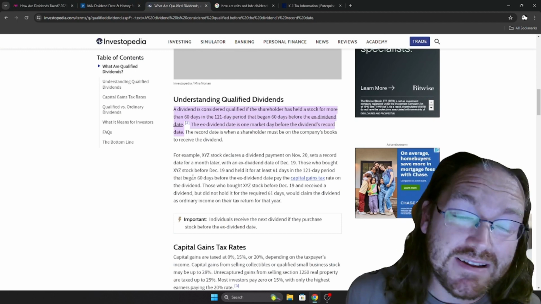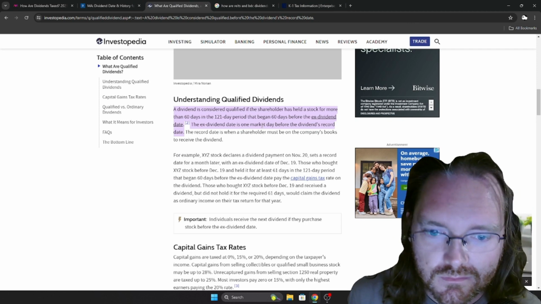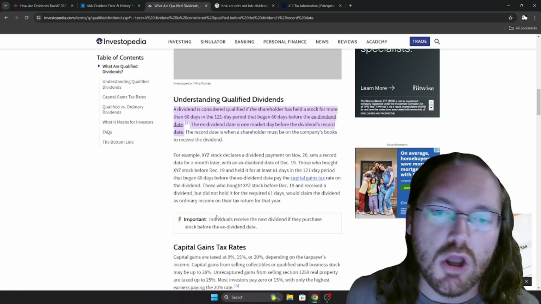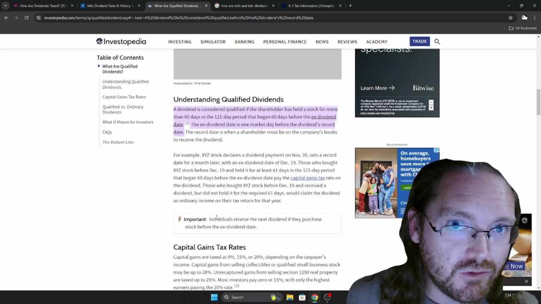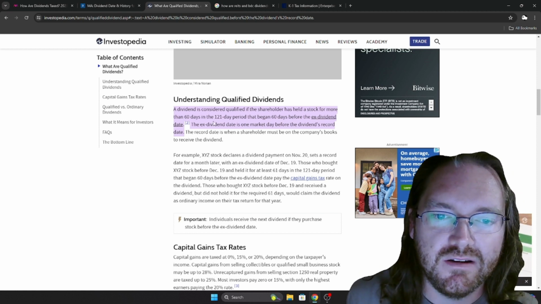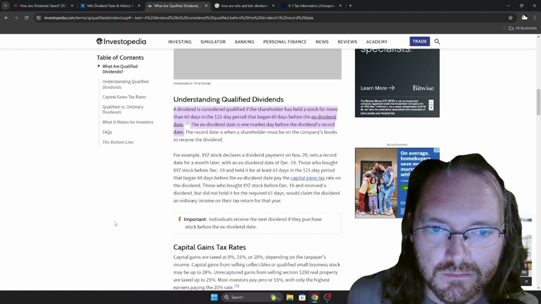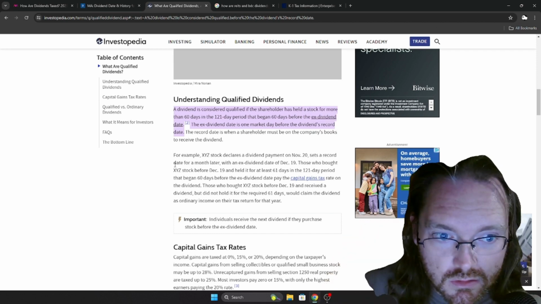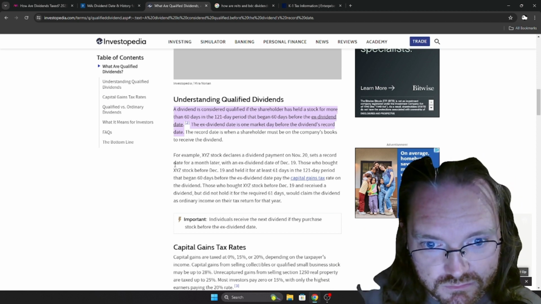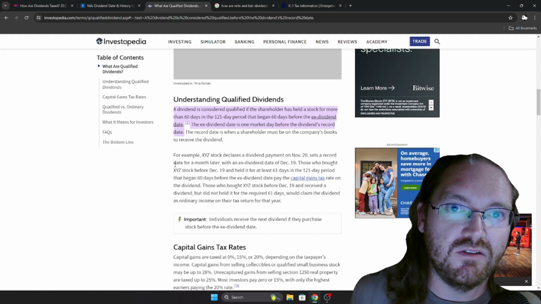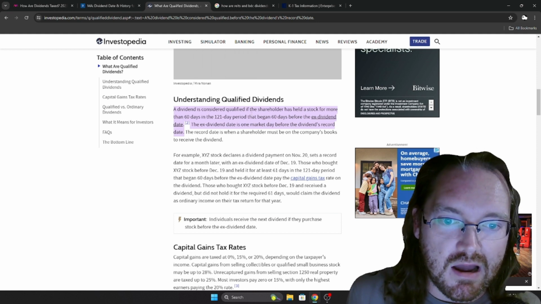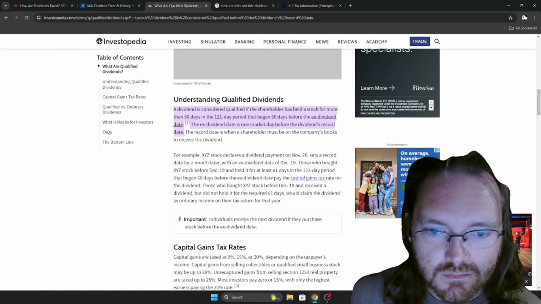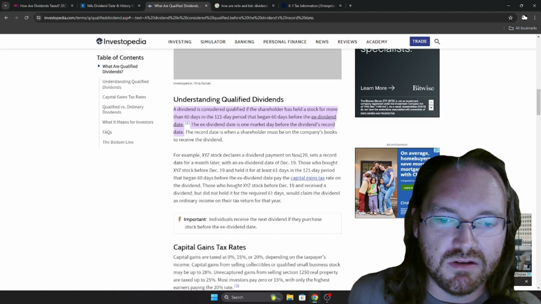Trying to understand qualified dividends. Pretty much, you want a qualified dividend: you like a stock, buy it, hold it for a while, forever. If you're going to hold something forever and it's qualified, you're going to eventually get this. But the best that I understand of this is to hold the stock for 60 days before the ex-dividend date. That's what I'm getting from this. Again, let me know down below if you've got a better explanation. I'd love to be more informed on this.